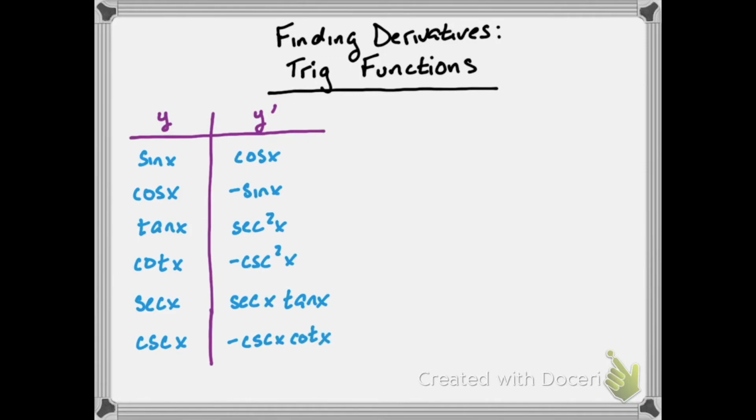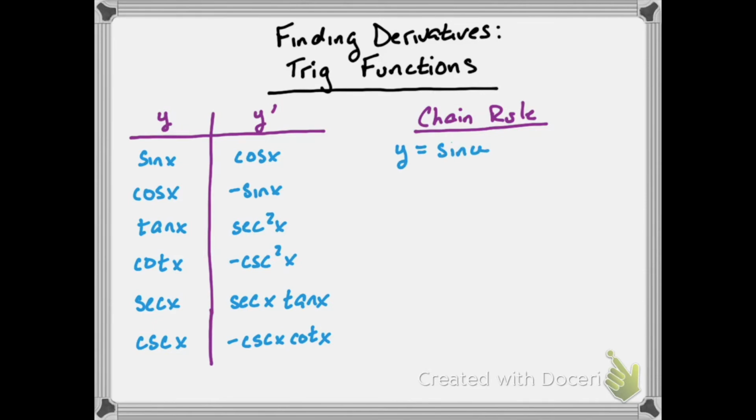If you notice, they pretty much come in pairs. Sine and cosine, tangent and cotangent, and secant and cosecant all have similar derivatives. Also, all of the functions that start with a c, their derivative is always negative. We want to be careful. All of these functions could have the chain rule involved in them.